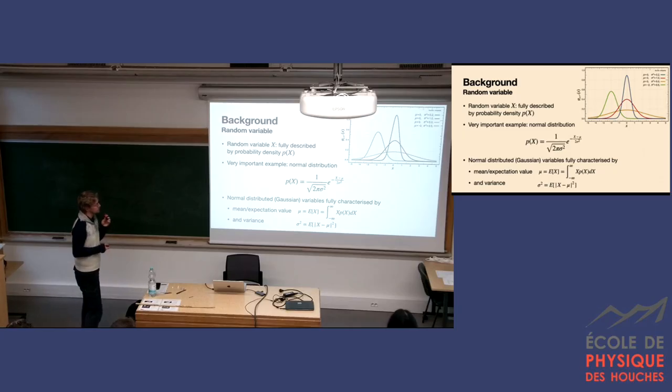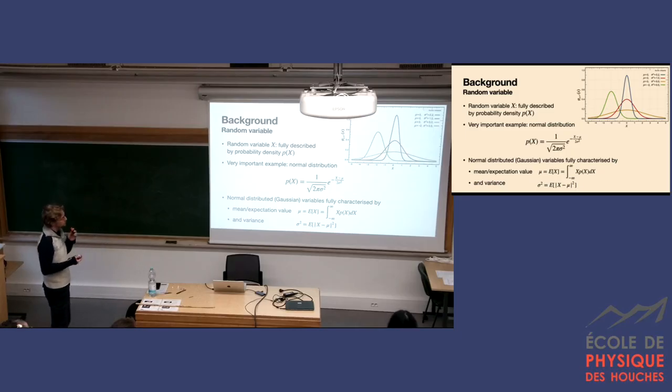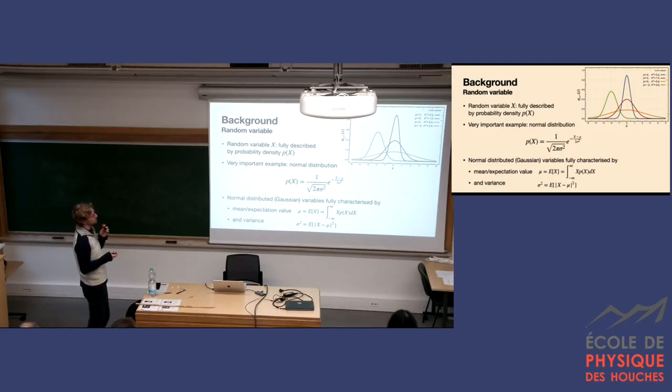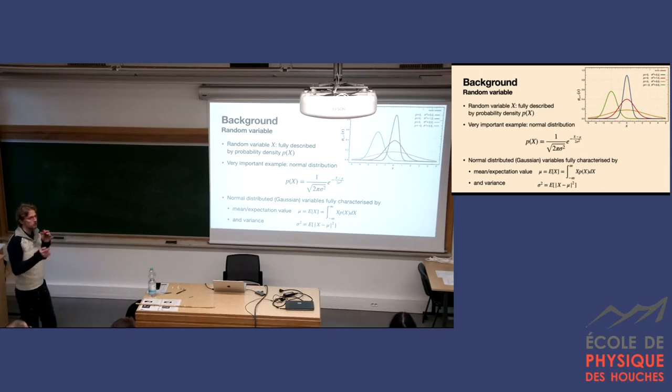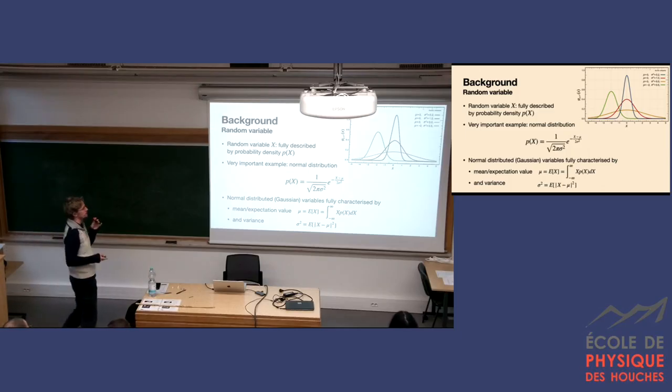The most famous one is certainly the normal distribution. You see up here several examples. And the normal distribution has the special property that it's fully characterized by just two numbers. One of them is the mean, so where your random variable on average sits. And the other one is the variance, so how much your random variable spreads around its mean value.